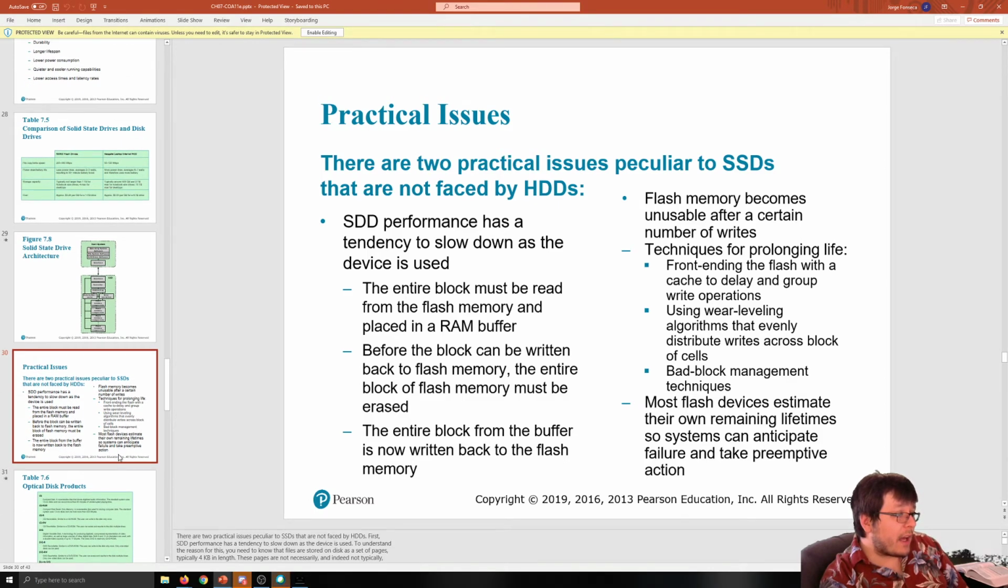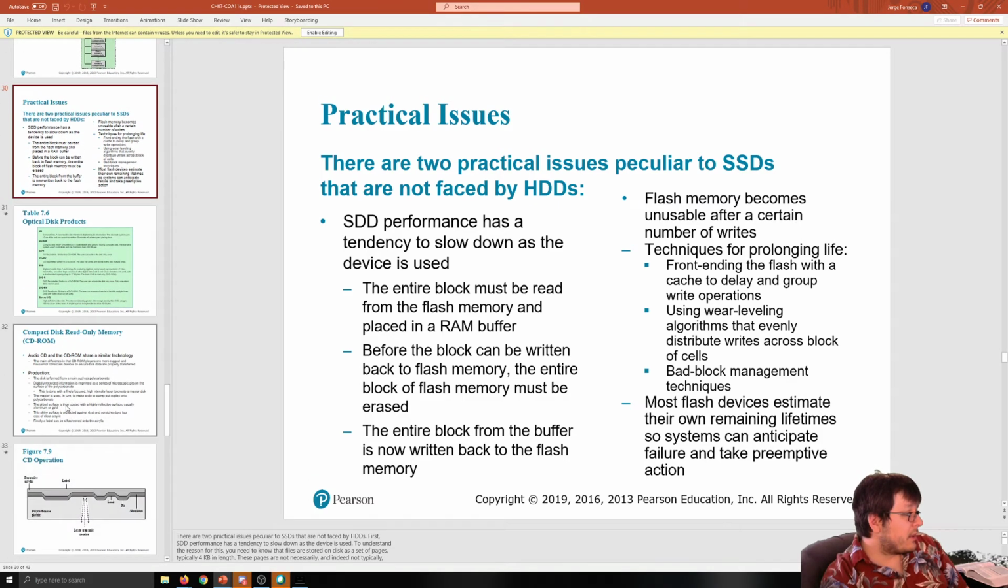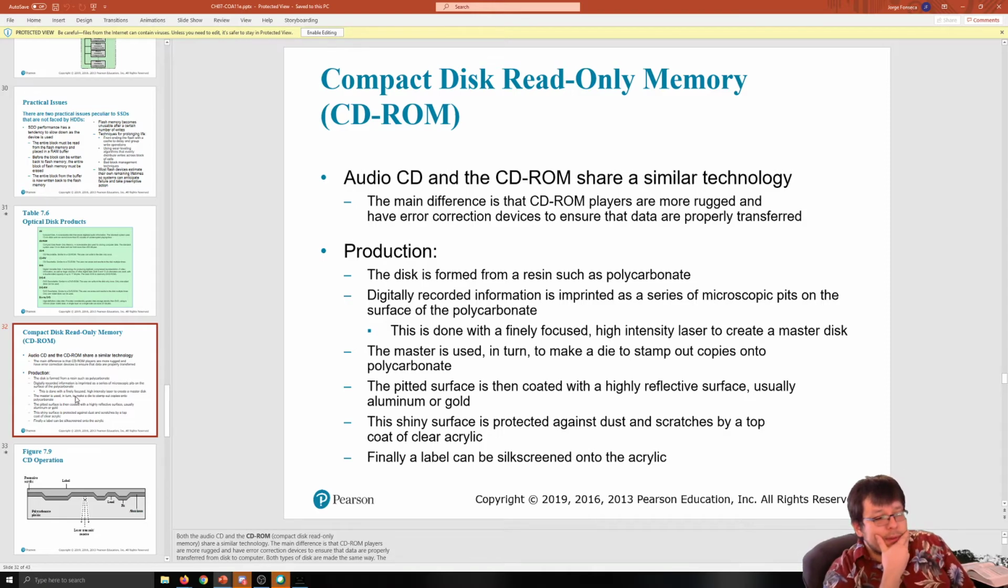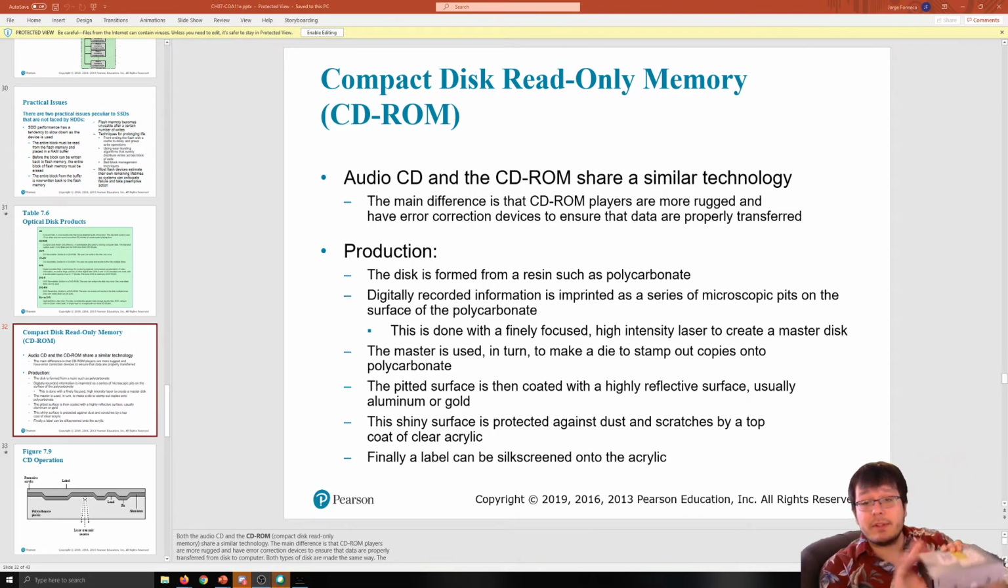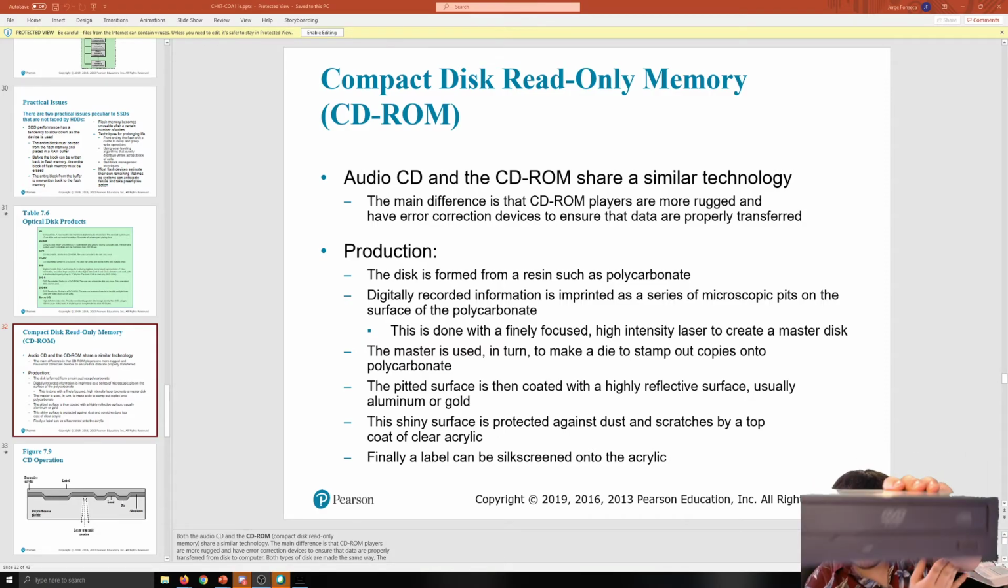Practical issues of that we already talked about. CD-ROMs. Let's talk about CD-ROMs. I don't even know if we're going to get to read today. We'll have to talk about it tomorrow. We'll see. But CD drives. Here is what a CD drive looks like. Well, this is a DVD drive technically, right?